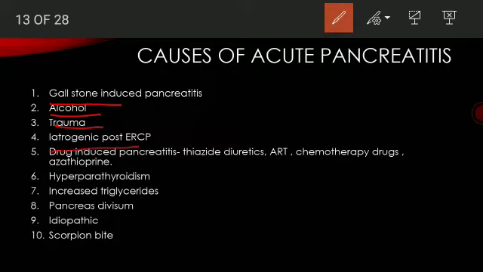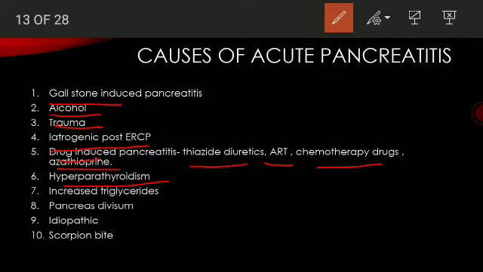So trauma, iatrogenic causes like post-ERCP, drugs like thiazide diuretics, ART, chemotherapy drugs, azathioprine, and hyperparathyroidism all lead to pancreatitis. Drugs, trauma, and iatrogenic ERCP all cause intracellular release of proenzymes and lysosomal hydrolysis, which leads to activation of enzymes and causes acinar cell injury.